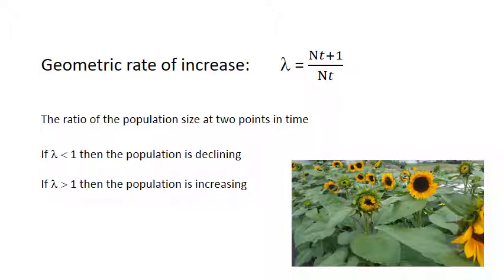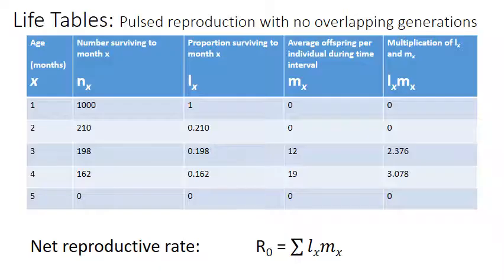The second thing we're going to model for this population is geometric rate of increase. So this is just a ratio of the population size at 2 points in time. So during the period of the study, what's the ratio of the population at the end versus the beginning of the study? So if lambda is less than 1, then the population is declining. And if lambda is more than 1, then the population is increasing. So we can go ahead and start calculating those things.